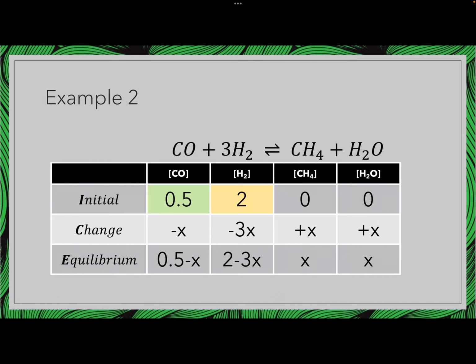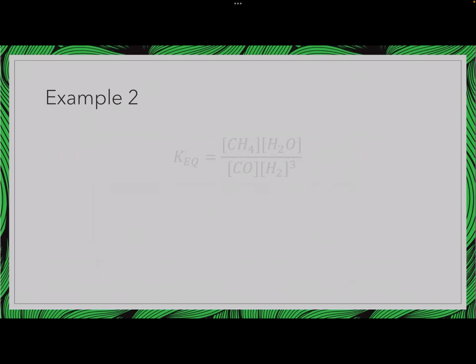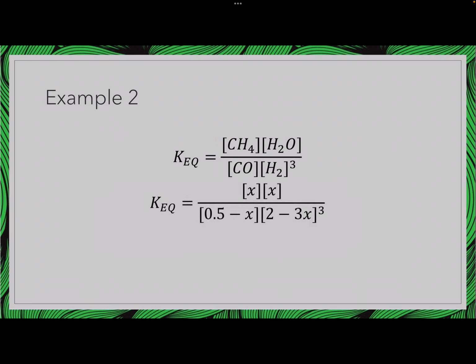We then write down our K equation. So in this case, it's CH4 times H2O over carbon monoxide times H2 cubed. We then need to substitute in our values. Okay, so X times X over 0.5 minus X times 2 minus 3X cubed.